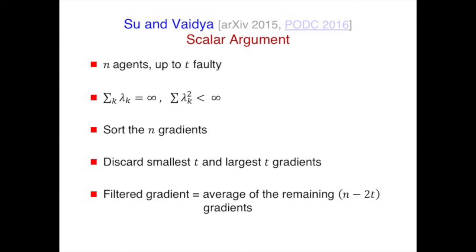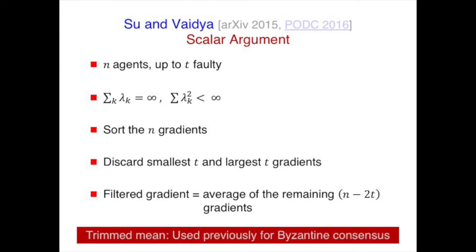So the filter is quite simple. This is sometimes called the trimmed mean. The server gets n gradients, which are really just n real numbers. The server will sort those numbers. It will throw away the t smallest values and t largest values. Then it is left with n minus 2t values, and the filtered gradient is just the average of those n minus 2t values. Okay, so that's the very simple filter. The intuition is that you're just throwing away the outliers.